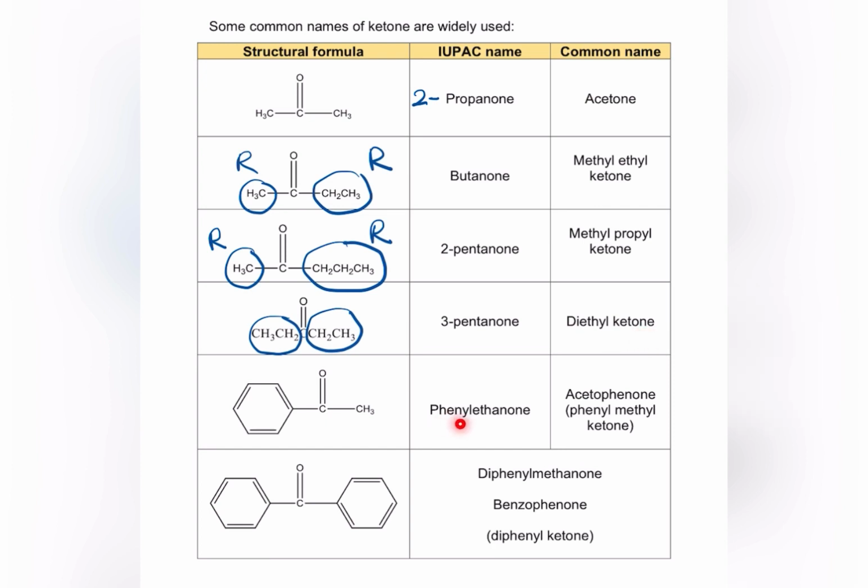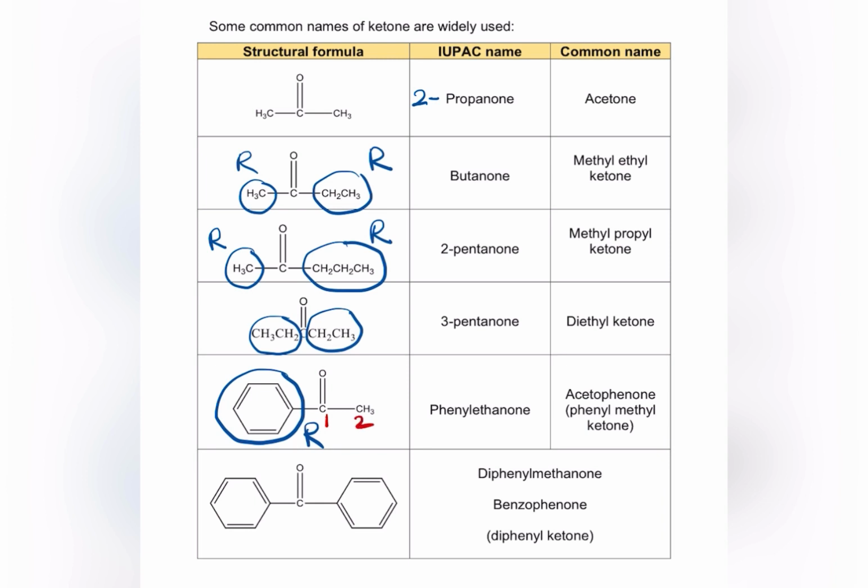Next one I have phenylethanone. So this IUPAC name is based on the priority list, but the other name for that is acetophenone. You have benzene ring, your alkyl group R, which is less priority than carbonyl group, and this will be the first carbon and this will be the second carbon.